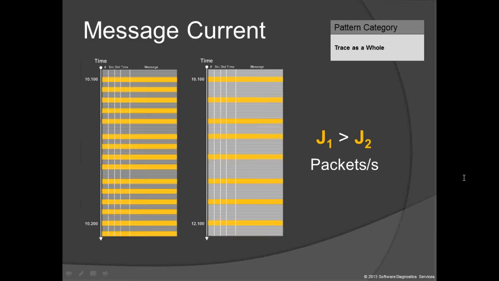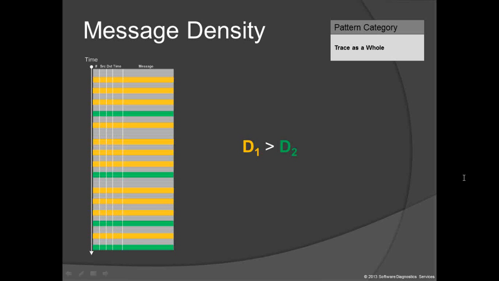Message current, also called statement current, is the number of messages per unit of time. This is similar to velocity, a first-order derivative. A trace can also be partitioned into activity regions with different currents, and current can also be measured between significant trace events. The statement or message density is simply the ratio of the number of occurrences of the specific trace statement or message in the trace to the total number of all different recorded messages.